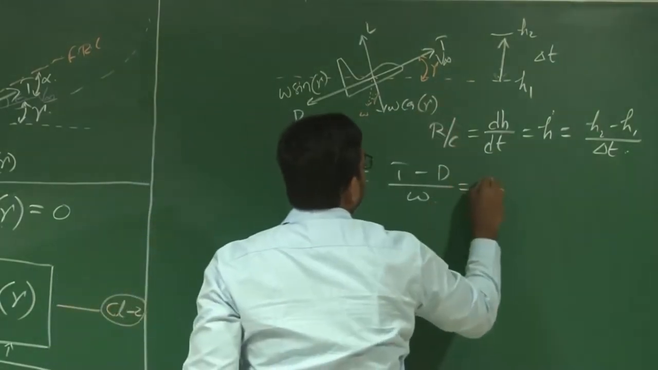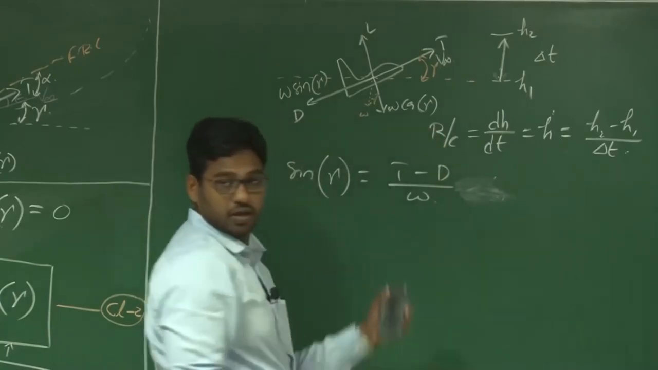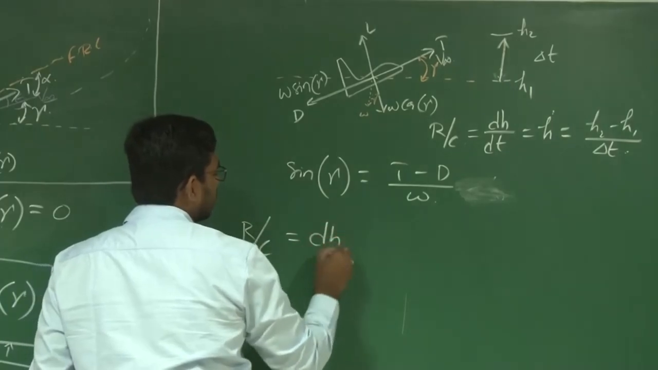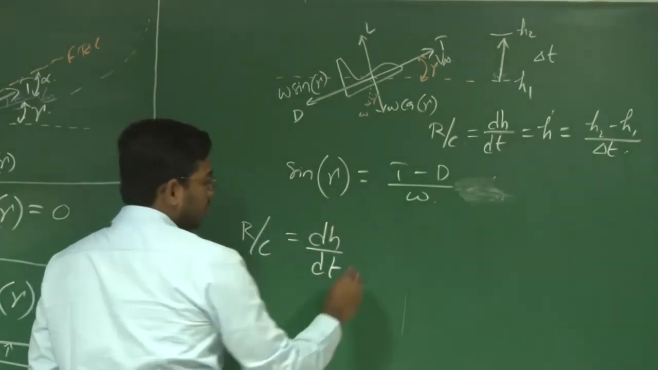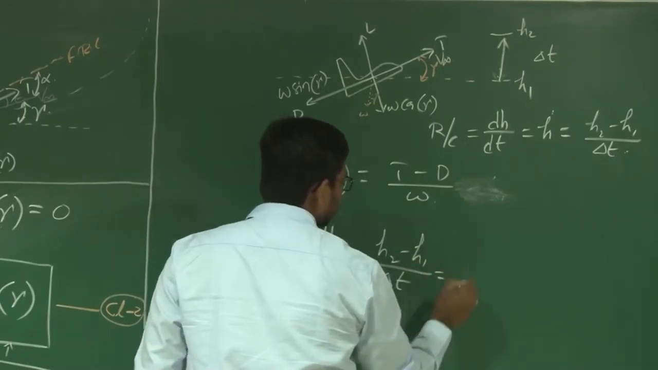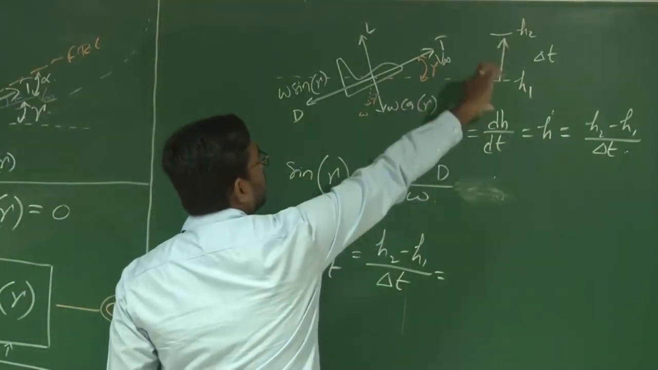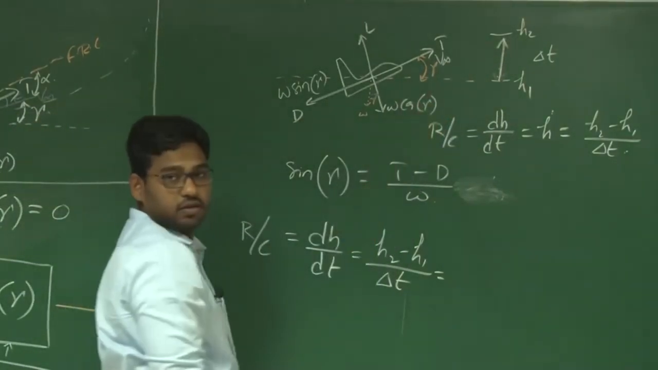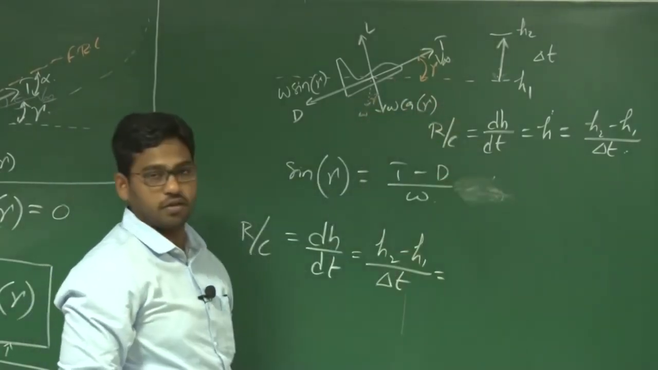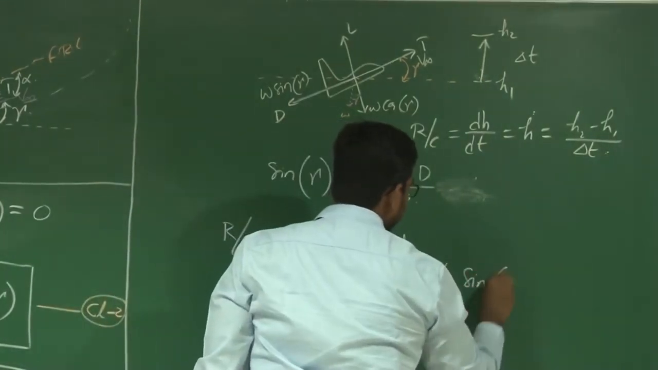This is V infinity sine gamma, right? Am I correct or not? See, what we have, we defined rate of climb, which is the vertical velocity, which is (h2 minus h1) by delta t, right? So this V infinity has a component along this vertical direction. Do you accept this? Since we are climbing at an angle gamma, the component along this vertical axis is V infinity sine gamma.